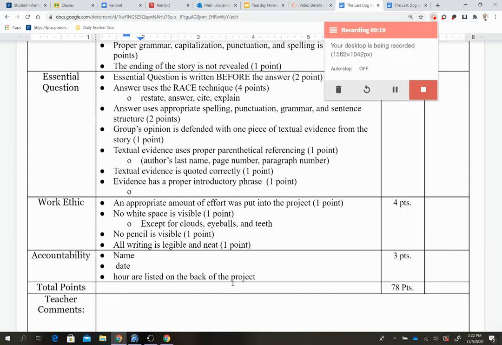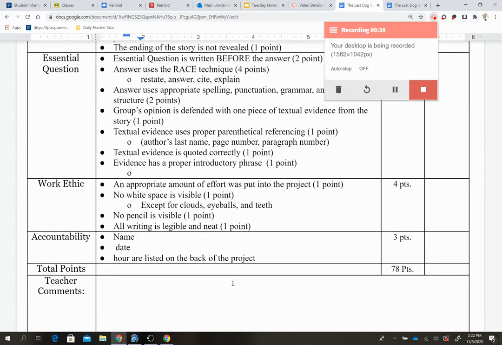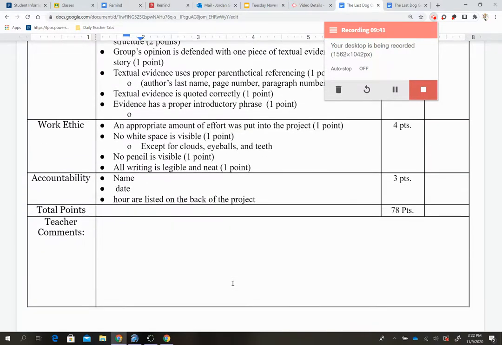No pencil is visible. In other words, trace over or write in pen so it's easier for me to read. I'm old. It's hard for me to see. All writing is legible and neat, so I can read everything that you have on your poster. That is 1 point. And then you have name, date, and hour are listed on the back. That's 3 points. So your total is worth 78 points for this project. And you notice I have a place for teacher comments.